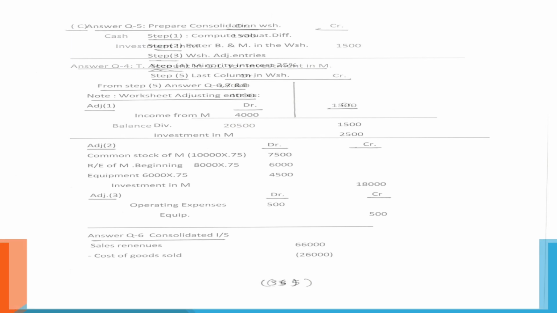Second, adjustment number 2. You're going to debit common stock of M company. Look at M company, this one here, that's 100,000. That's 10,000, 7,500, 8,000, 6,000. Okay, and the equipment 6,075, give you 4,500. Everything here multiplied by 75. All of this: debit common stock, debit retained earnings beginning, debit equipment, all of this, and credit investment. That means if you look at the worksheet, you're going to see these numbers, and this number 2.